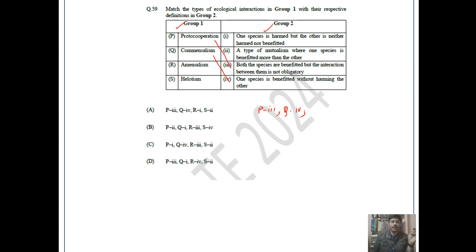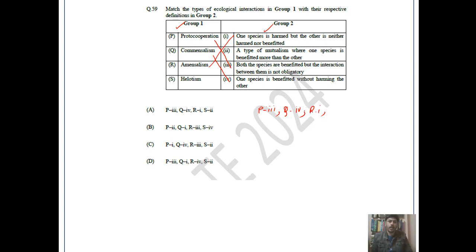And if we see amensalism, a type of ecological interaction where one species is harmed, but the other is neither harmed nor benefited, so that it matches with option 1. R matches with 1.